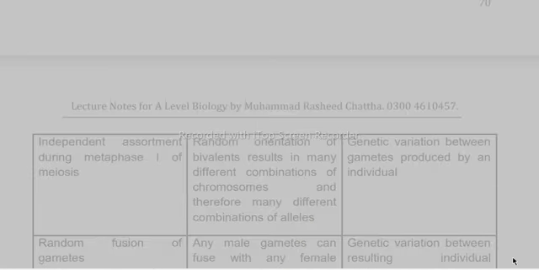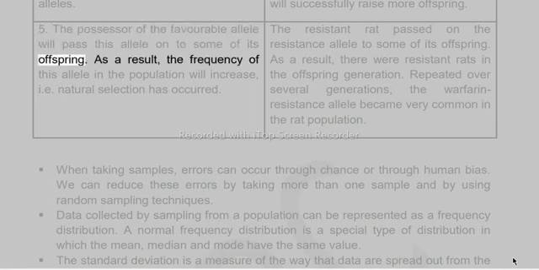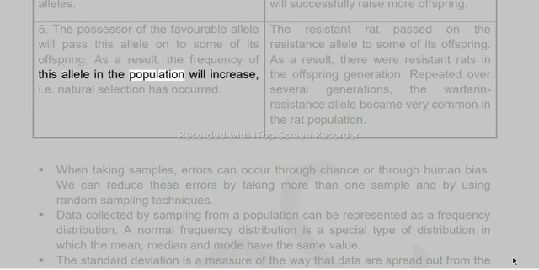will successfully raise more offspring. 5. The possessor of the favorable allele will pass this allele on to some of its offspring. As a result, the frequency of this allele in the population will increase, i.e. natural selection has occurred.